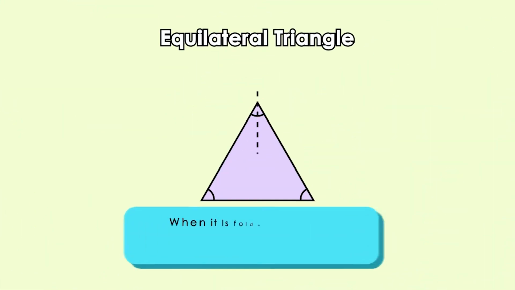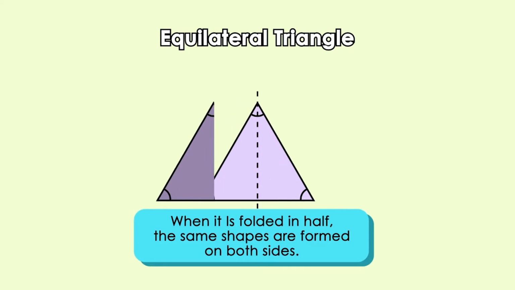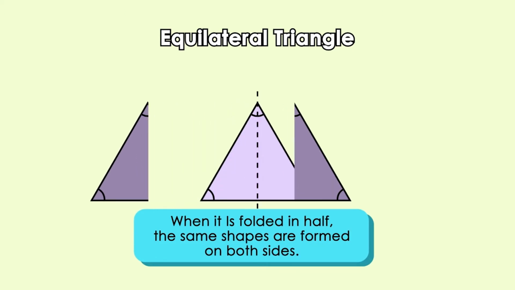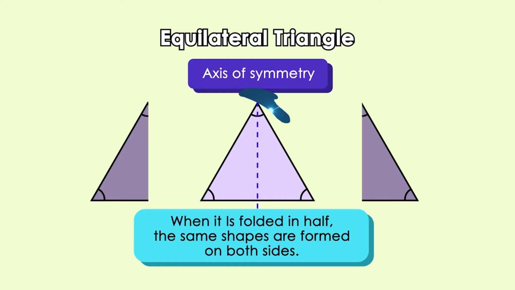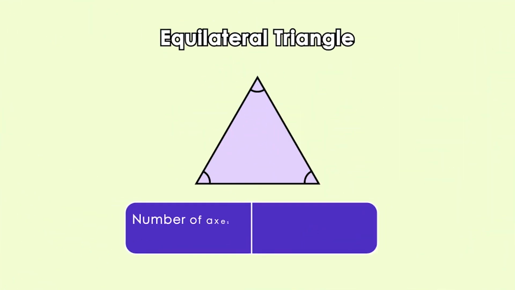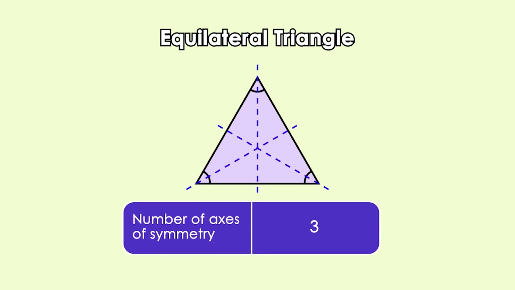For example, take a look at this equilateral triangle. When it is folded in half, the same shapes are formed on both sides. The folded line is called an axis of symmetry. How many axes of symmetry do you think this triangle has? Indeed, there are 3 axes of symmetry.